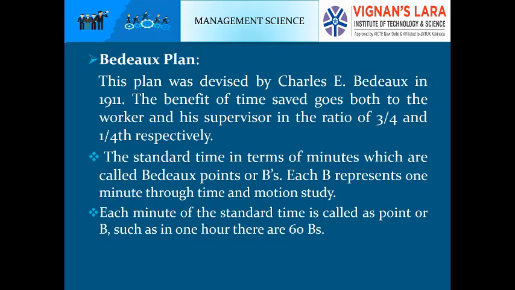Bedaux plan. Here the standard time in terms of minutes is called Bedaux points or Bs, each B representing 1 minute, determined through time and motion study with a stopwatch. Each minute of the standard time is calculated as a point or B, such that in 1 hour there are 60 Bs. On this basis we take it into consideration. For example, one worker earned 90 Bs. If 1 B rate is 2 rupees, 90 into 2, 180 rupees is the remuneration.